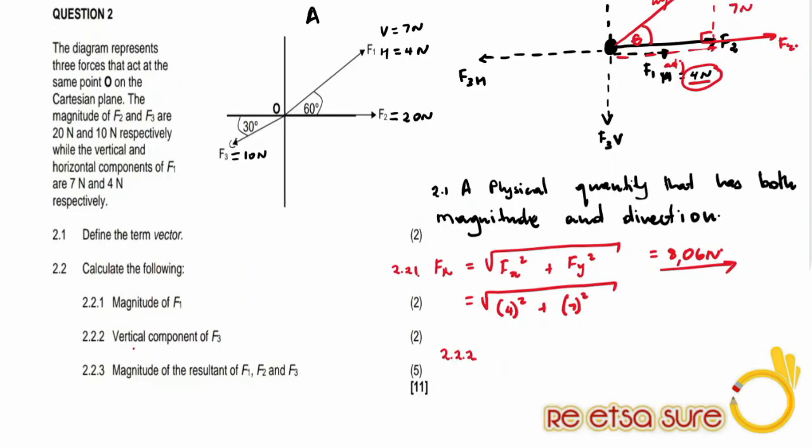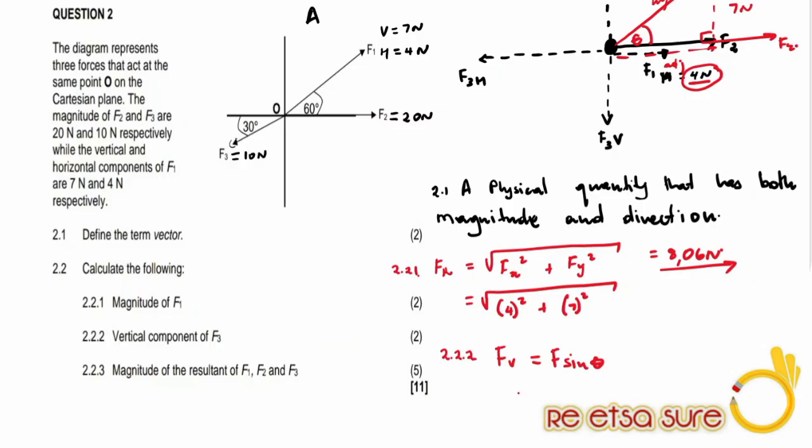Calculate the vertical component of F3. Where is F3? Here is F3. Obviously, my beautiful learners, if I want to calculate the vertical component of this one, I'm going to use the formula F vertical is equal to F sine theta.